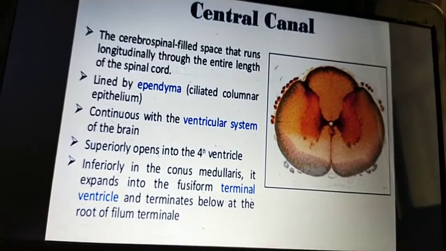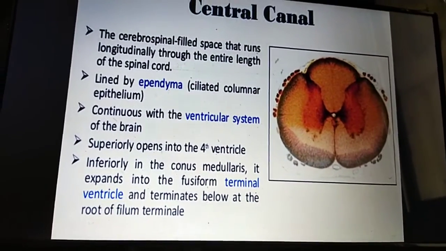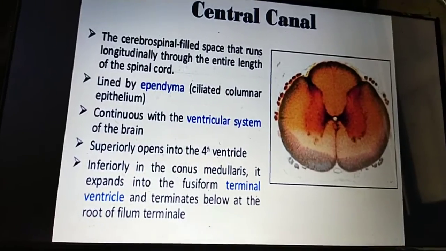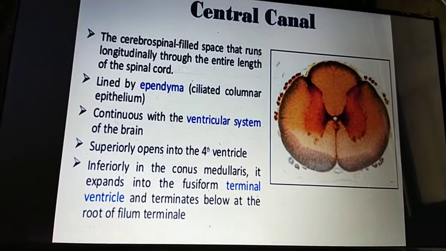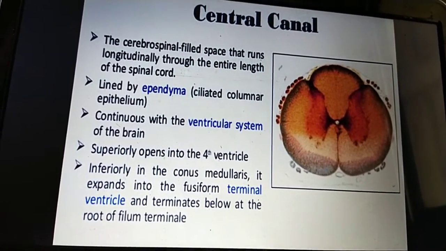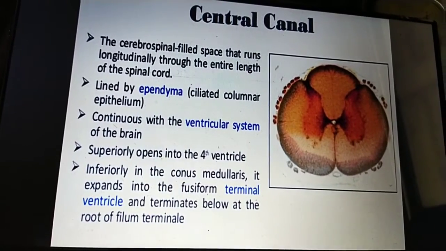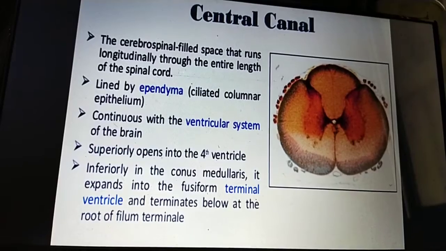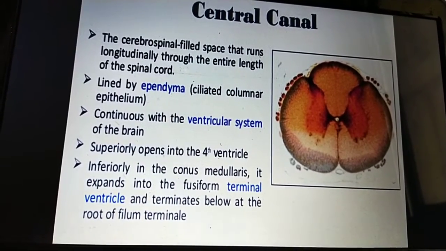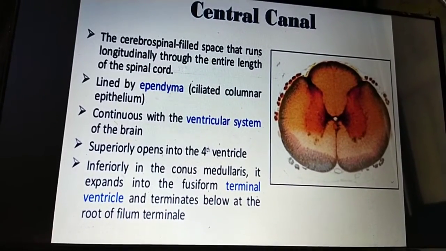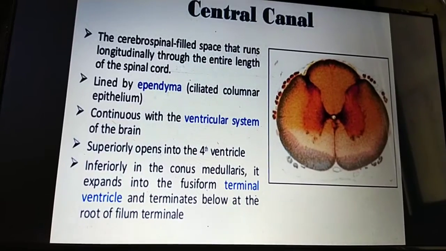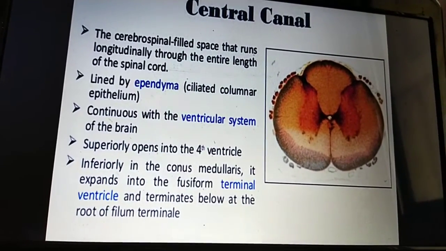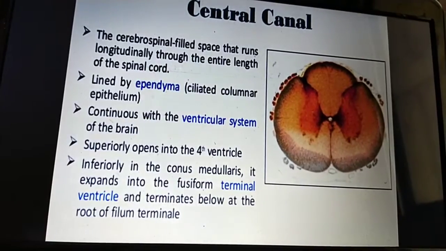Now we can go for the central canal. The cerebrospinal fluid filled space that runs longitudinally through the entire length of the spinal cord. It is lined by the ependyma, which means ciliated columnar epithelium continuous with the ventricular system of the brain.